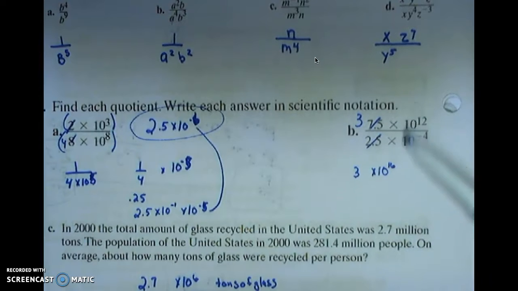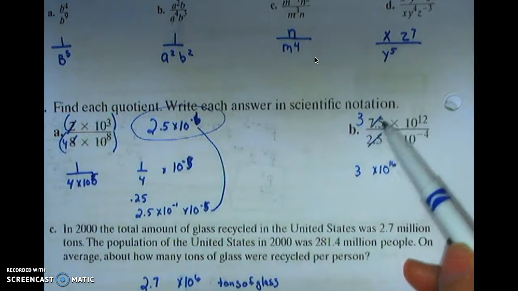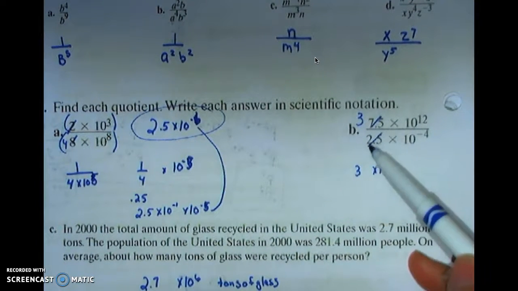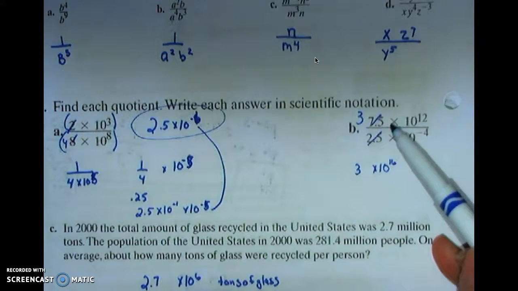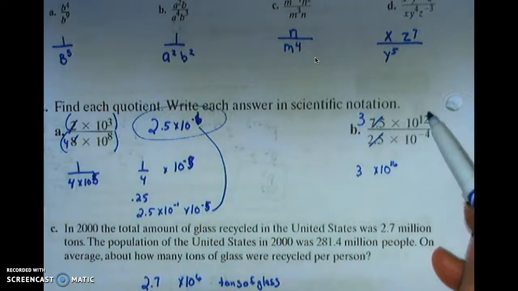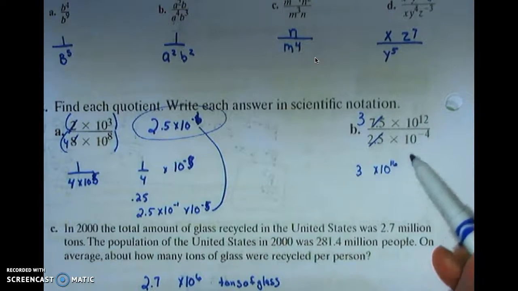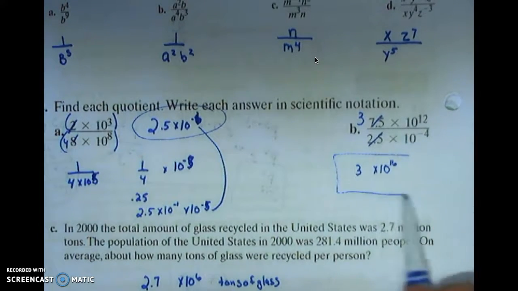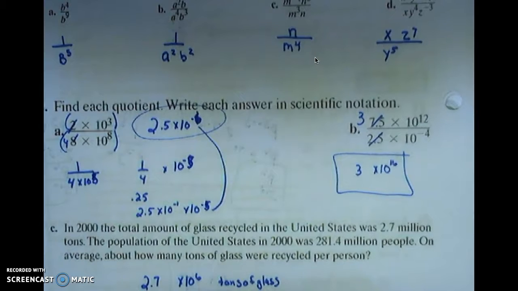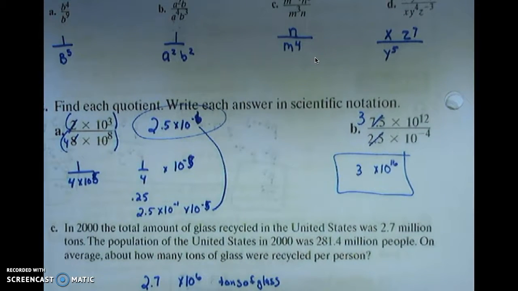All right, for B, this is a great example of using our properties and our rules and not having to use the calculator. 7.5 divided by 2.5 gives us 3. We can reduce that right away. And then using our rules here, we can subtract. We get 10 to the 16. So there, we didn't have to grab our calculators, and it was a great example of how we can use scientific notation and our division rules to make things go a little quicker.